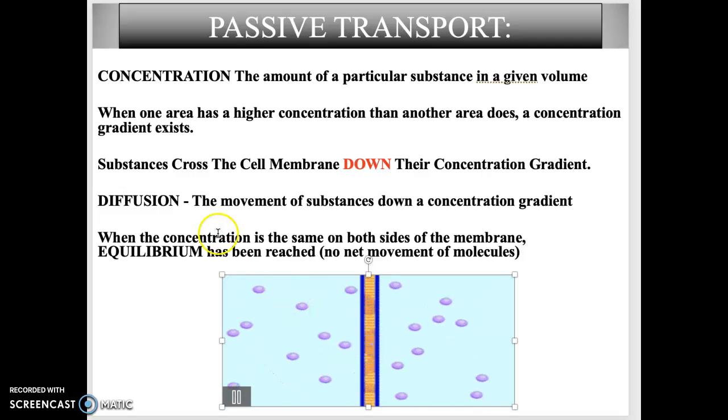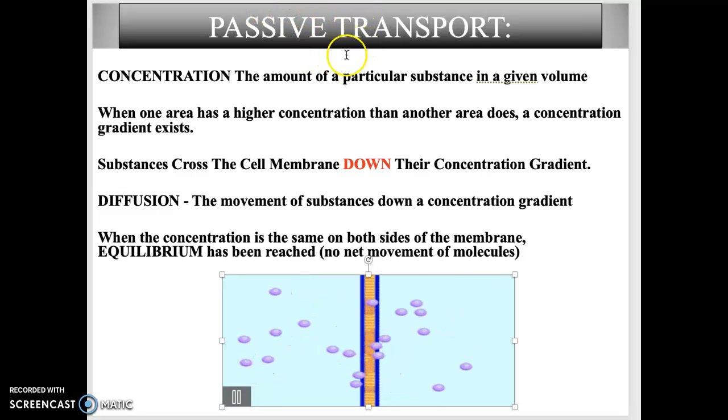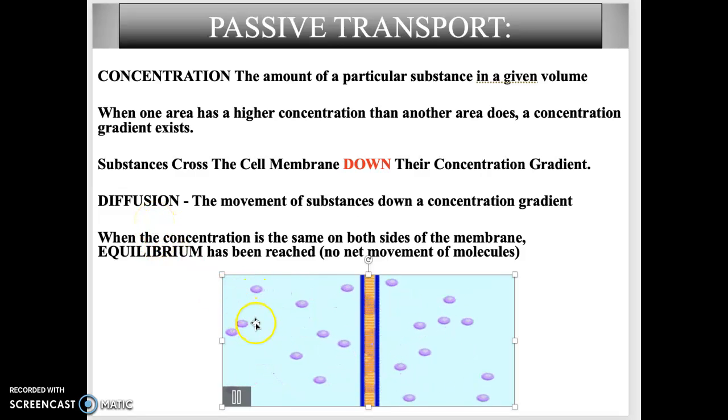Okay, so this is a type of passive transport, and we call this type of passive transport diffusion, when molecules simply move right through the cell membrane until there's an equal amount on either side of the cell membrane. I hope that makes sense to you.